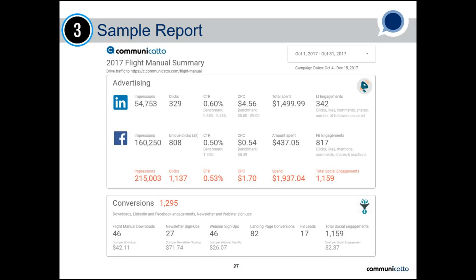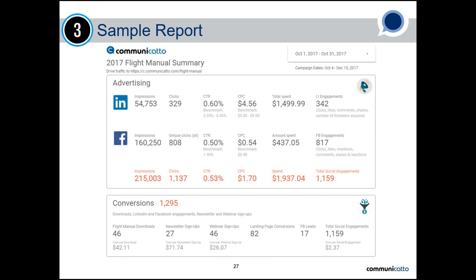And then we're rolling the data up so we can see everything that we've spent and everything that it's done for us. Down below, to me, this is the juicier stuff, right? These are the real KPIs. This particular campaign was done to promote our flight manual ebook, as well as signups for the webinar that we ran, I think, in November of last year.